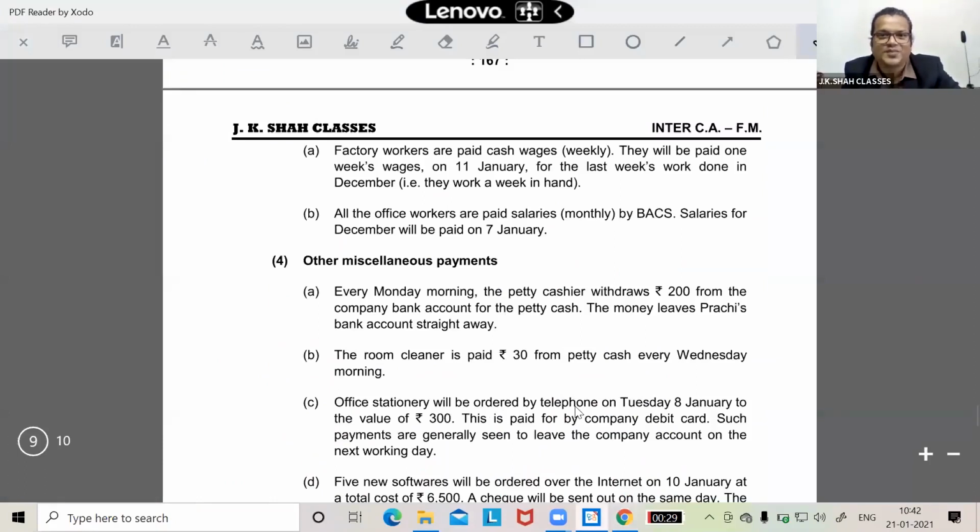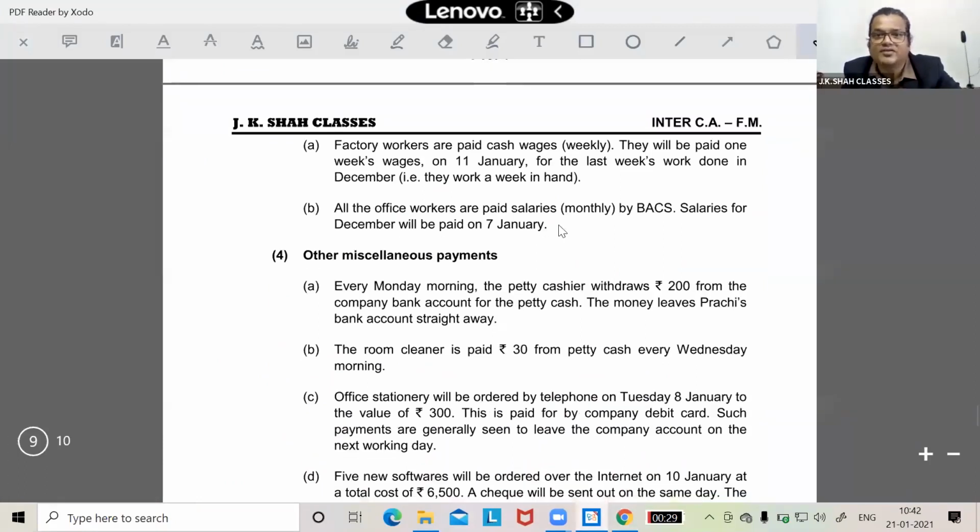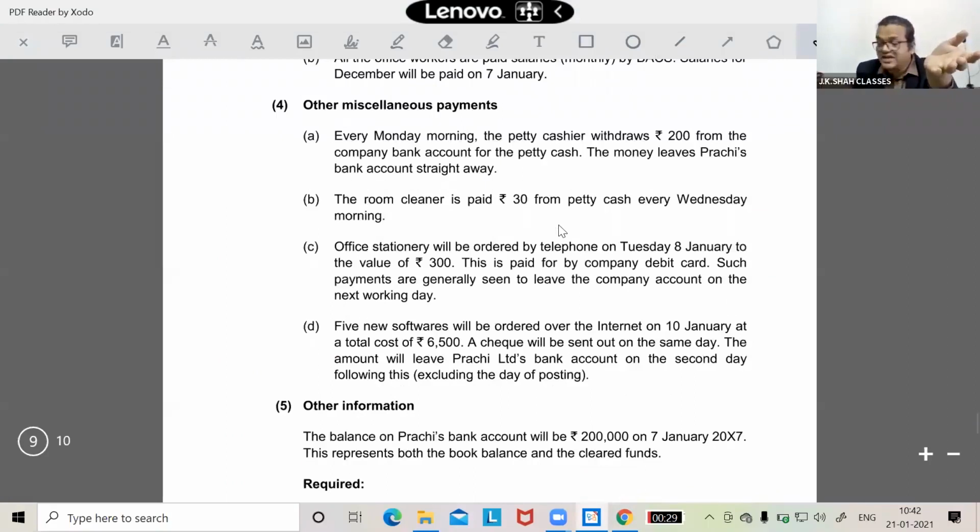Then the room cleaner is paid 30 from petty cash. Now, do we see any effect of this on this statement, guys? No effect. Sir, after a long time, we see something in FM which has no effect. Why? We have already withdrawn 200 for petty cash. Now, from that we are paying. So why should we write again and again in the payments? So this will have no effect.